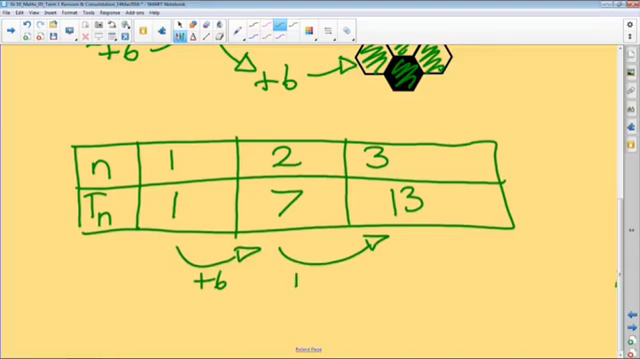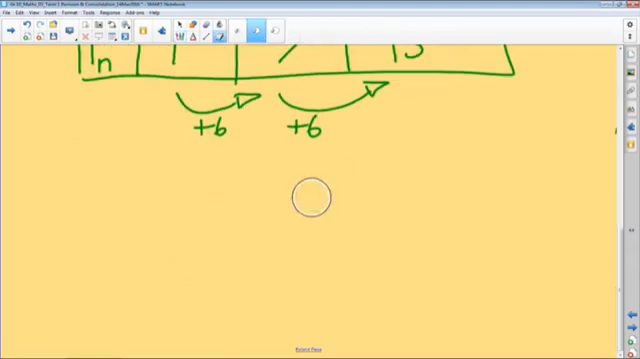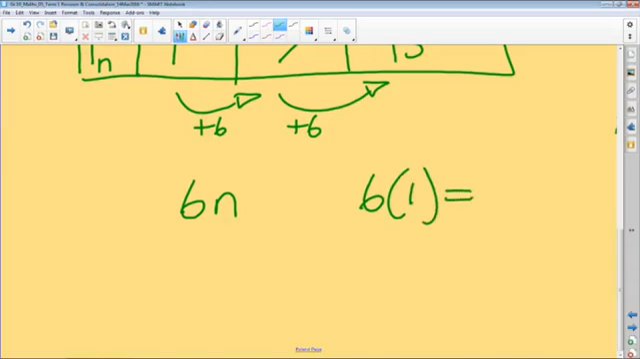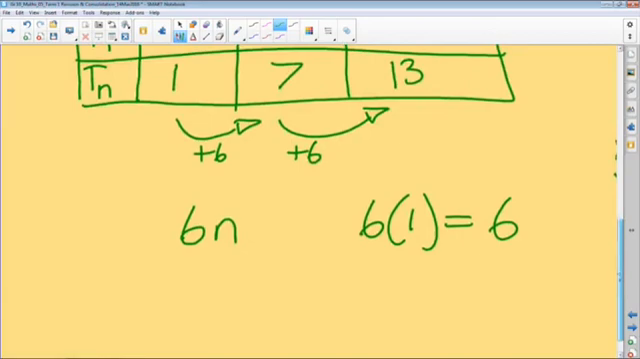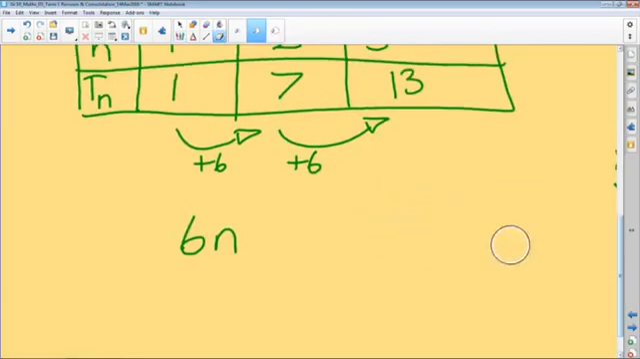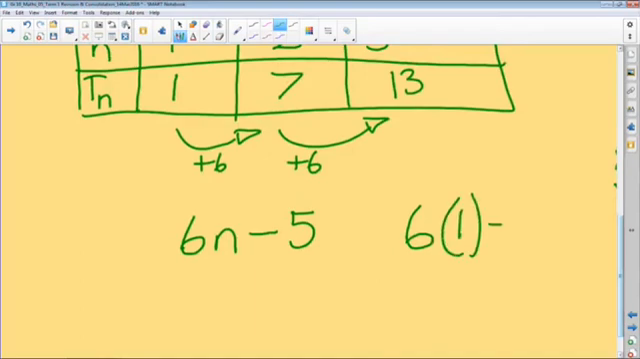What if we were to multiply n by 6? What answer would we get? Well, in the first one, we would get an answer of 6. Does that match up? No, it doesn't. So something needs to be changed. What can be changed to this to make it equal to 1? How about we subtract 5? Let's see if that works. So we've got 6 times 1 minus 5. Does it give us an answer of 1? Yes, it does. So that's a smiley face.